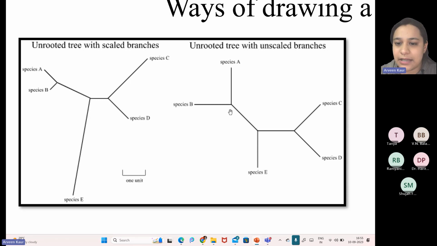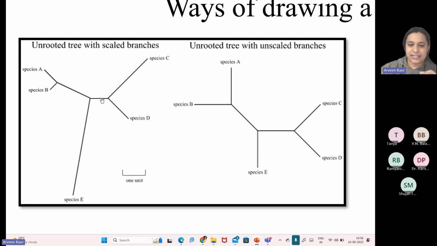For example, in this other example, you will be unable to tell whether species B has come first, after that species A has diverged from it, or was species E coming first, from which D and C have diverged. So you know that they are related, but you don't know how they are related or what precedes the other one. Then again, you can appreciate the difference between these two trees themselves.